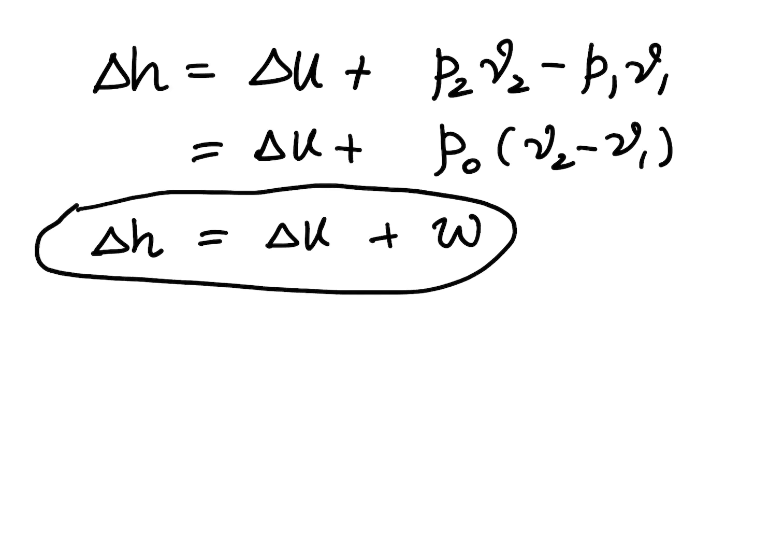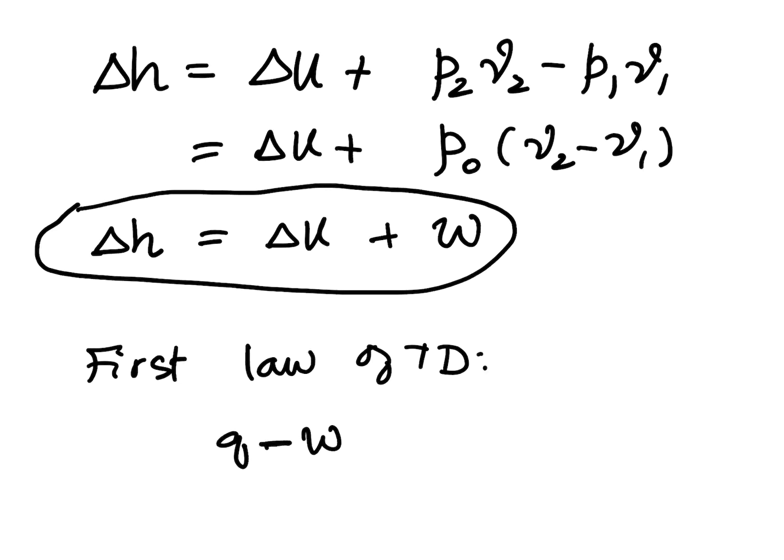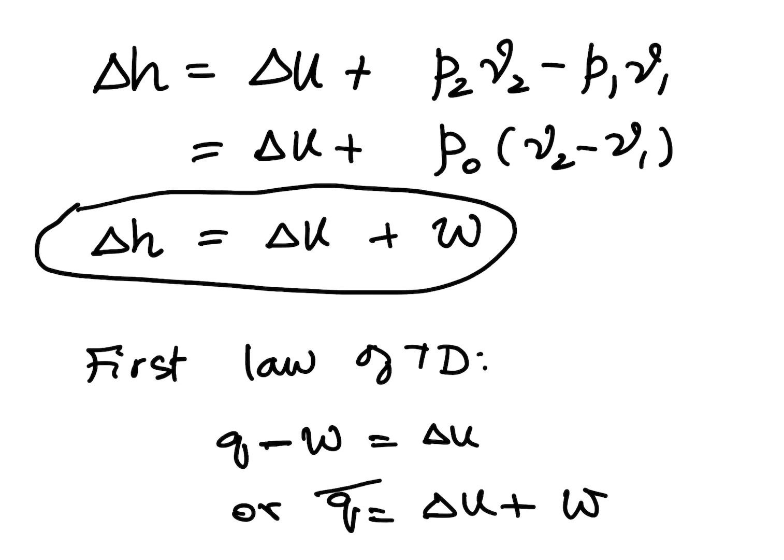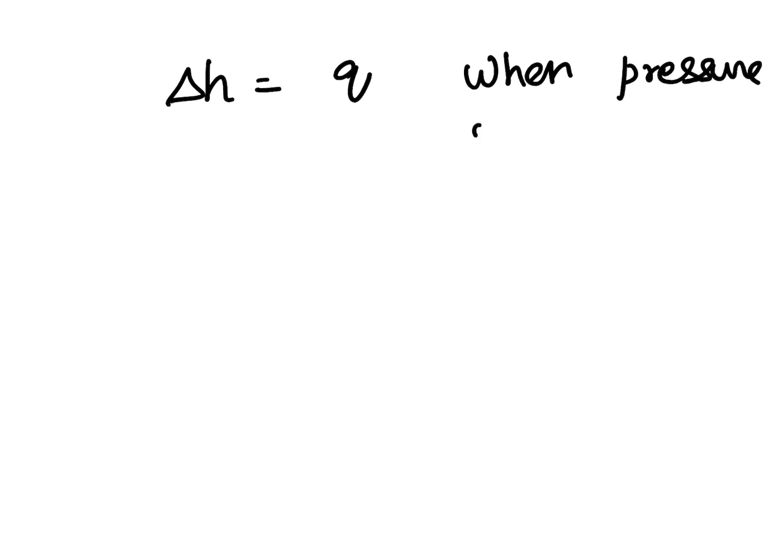Let's draw a circle around this. From the energy balance or the first law of thermodynamics, we do know that Q minus W equals delta U, or Q equals delta U plus W. So let's combine these two relations, which means delta H is really Q when pressure is held constant.